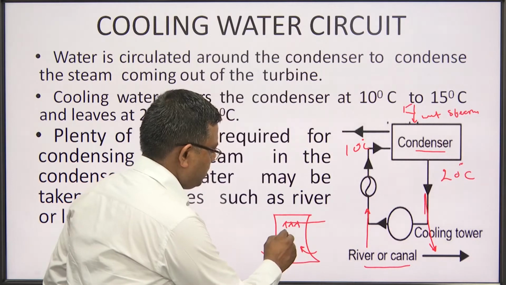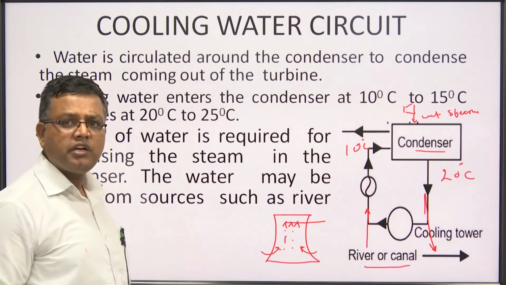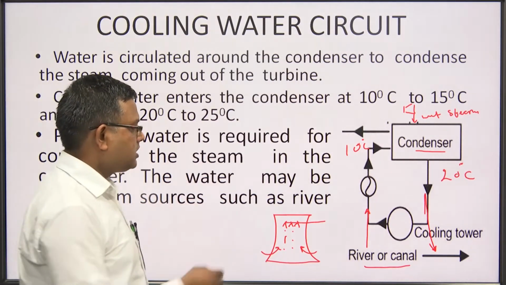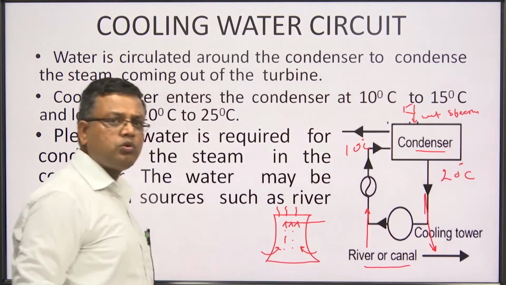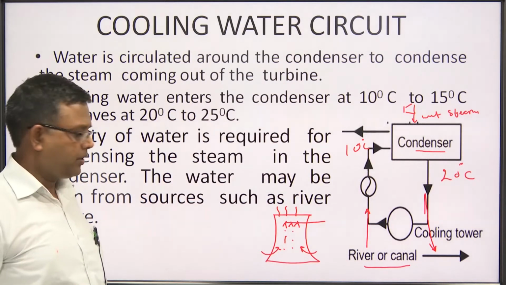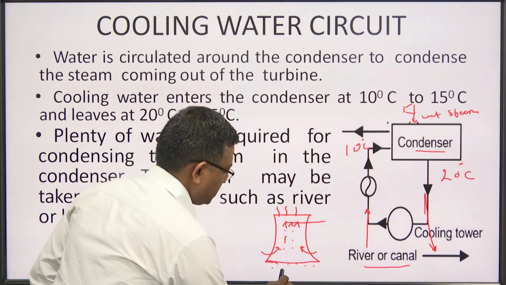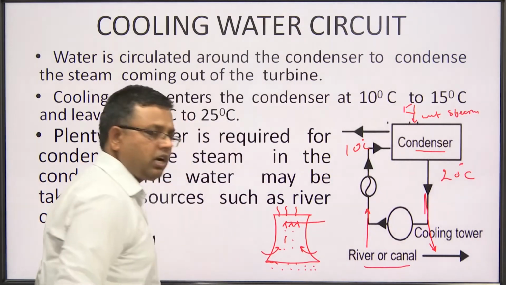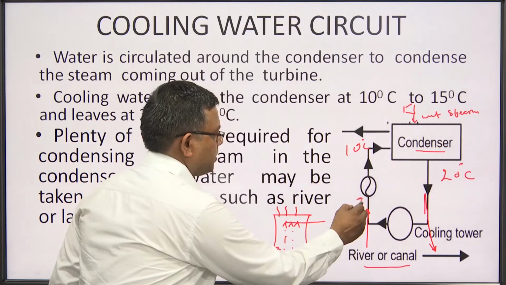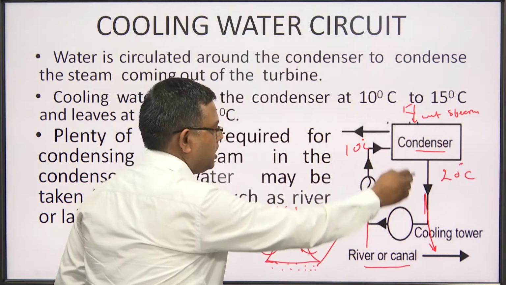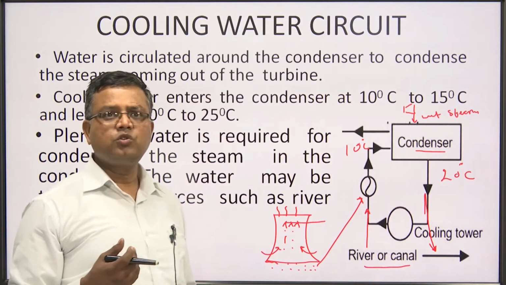When air comes into contact with the water, it takes the heat of the water, and some water gets evaporated. That hot air goes out of the chimney to the atmosphere, and the cold water is collected at the bottom of the cooling tower, from where this pump removes the water and supplies it to the condenser again and again. But every time there are some water losses due to evaporation.